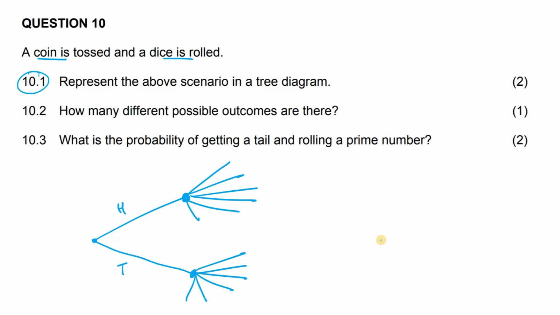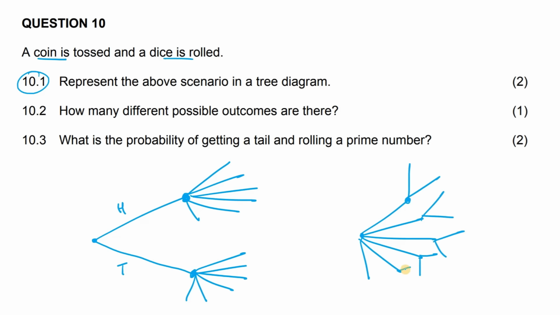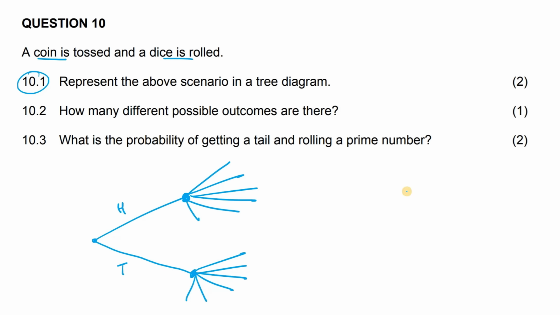If you decided to do the dice first, then you would have started with 6 options, and then on each of those, you would have flipped a coin, which would have given you 2 options. So you can either choose this one or this one. Both of those are correct. Let's just go here. Rolling a 1, a 2, a 3, a 4, a 5, or a 6, on each branch. So we've done that one.